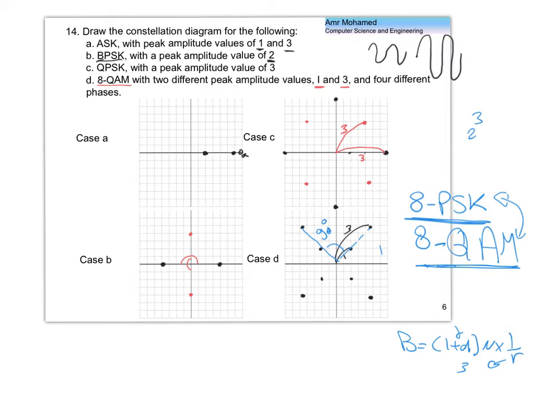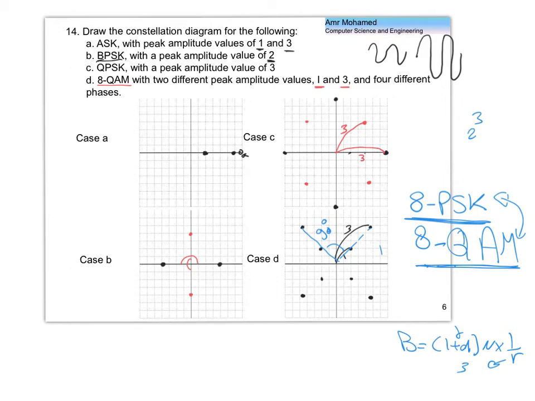The question is, why did we introduce 8 QAM? What is the main advantage of 8 QAM over 8 PSK? The idea here is that in 8 PSK, we have to form the 8 symbols on a circle. By increasing the number of symbols on the circle, the distances between the symbols will get closer and closer to each other. So it will become very prone to noise.